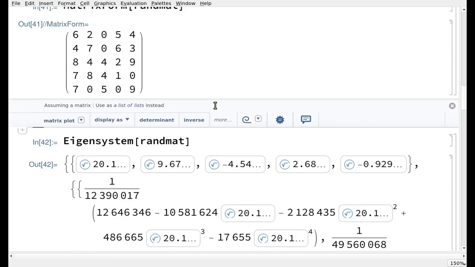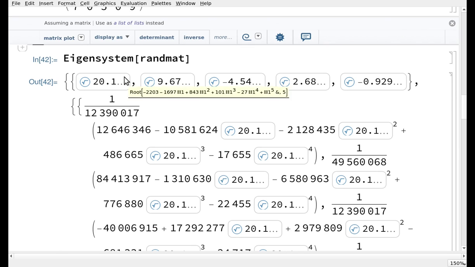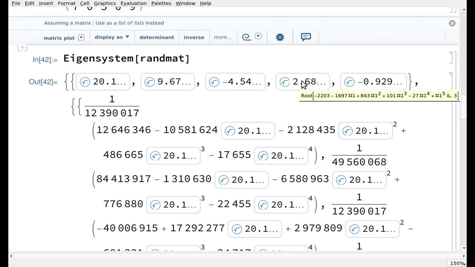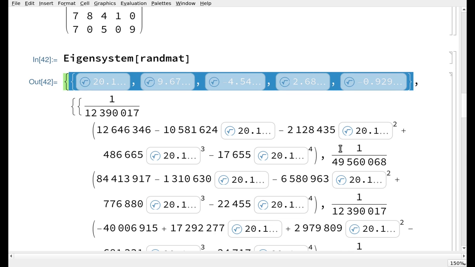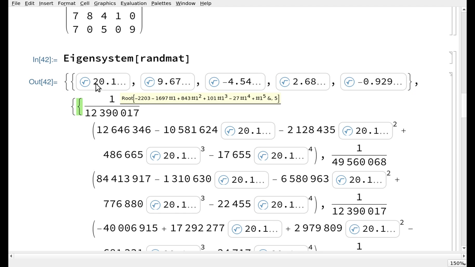So when I evaluate the Eigensystem function on this random matrix, it does indeed find that there are 5 distinct eigenvalues, right? The first list in the result is the list of the eigenvalues, and there are 5 distinct numbers in there. Notice, by the way, it's offering the values in both decimal form and also in exact unsimplified form. So when you highlight it, you actually get the unsimplified form. It's the 5th root, actually, of this expression, right?